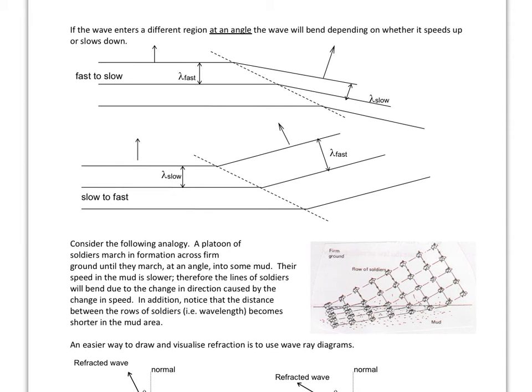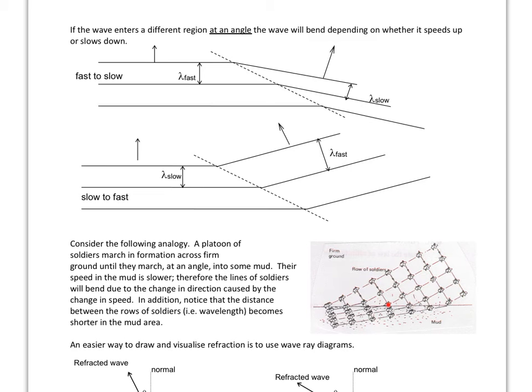Consider the following analogy. A platoon of soldiers march in formation across firm ground until they march at an angle into some mud. The speed in the mud is slower, therefore the lines of soldiers will bend due to the change in direction caused by the change in speed. So we're looking here, they're on firm ground and they're moving at an angle here. This is their motion or movement. On firm ground they're able to move quicker.